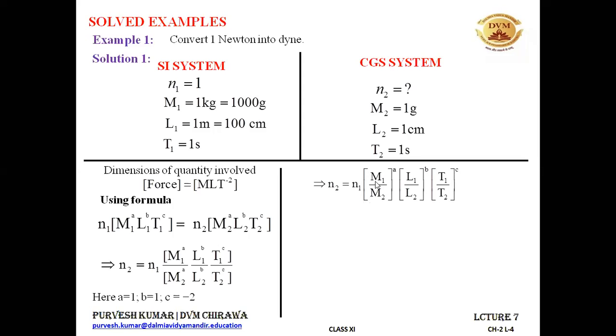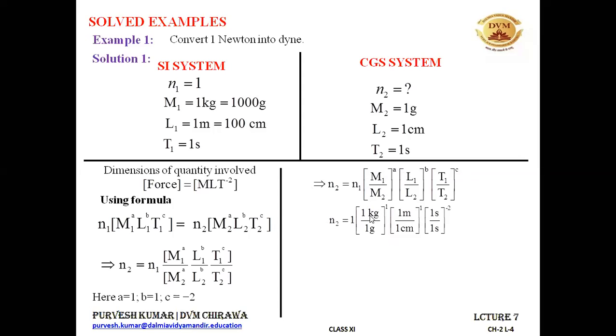Now put the values of m1, m2, l1, l2, t1, t2 from the table that we have drawn earlier, and also the values of a, b, and c from the dimensions of the quantity involved. Here a is 1, b is 1, and c is -2. In place of m1, I have written 1 kg, because m1 was 1 kg. In place of m2, I have written 1 gram. In place of l1, I have written 1 meter, and l2, 1 centimeter. In place of t1 and t2, I have written 1 second. And the powers I have taken from the quantity involved: a is 1, b is 1, and c is -2.